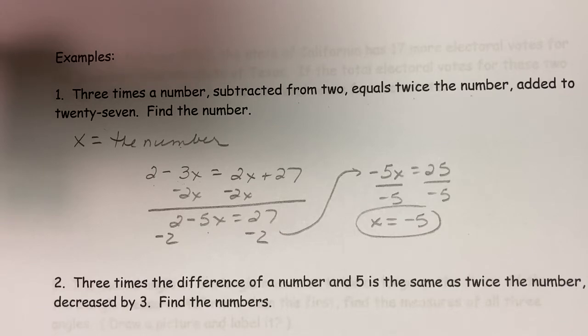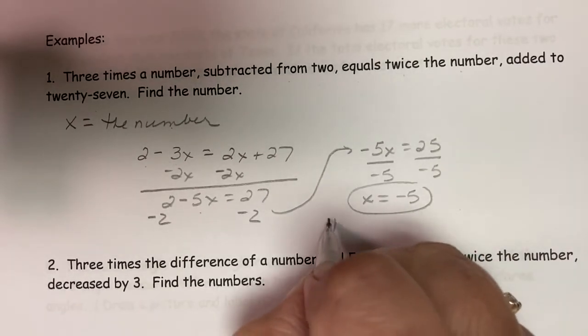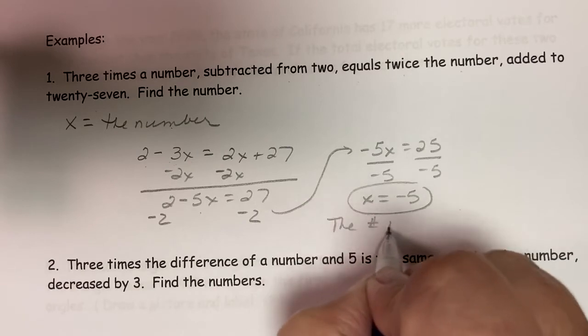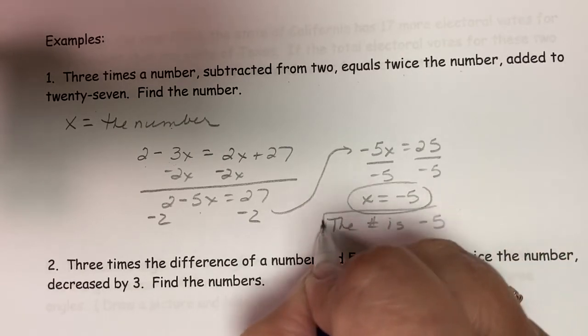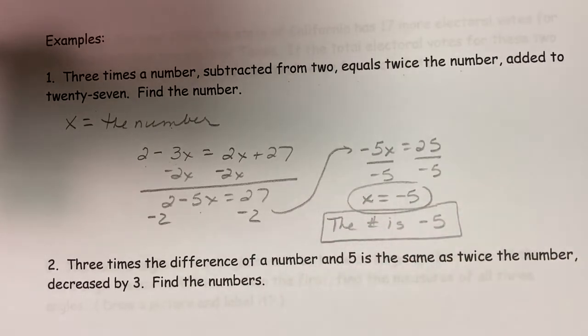We just found the number. So the number is -5. And that's how we're going to want our answer. Again, this one we were just looking for an answer, for a number. It's pretty boring.